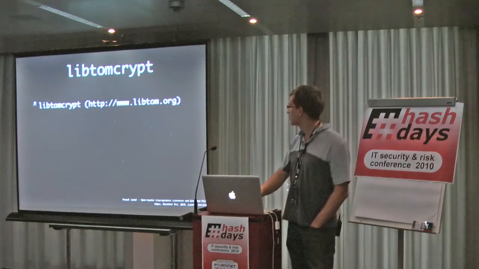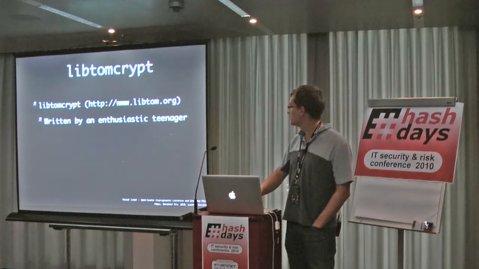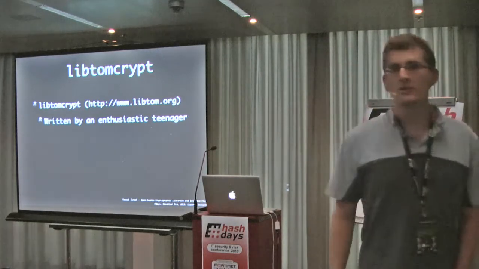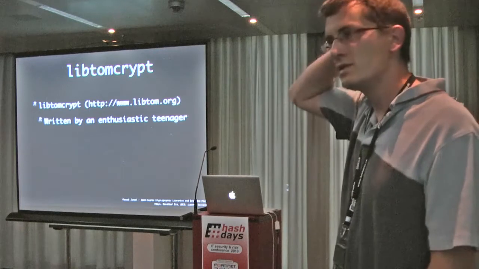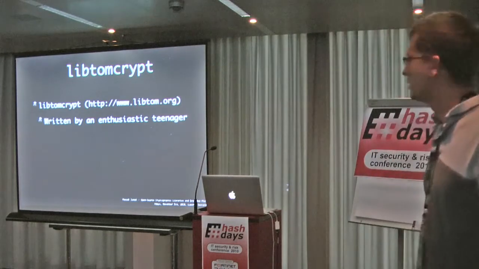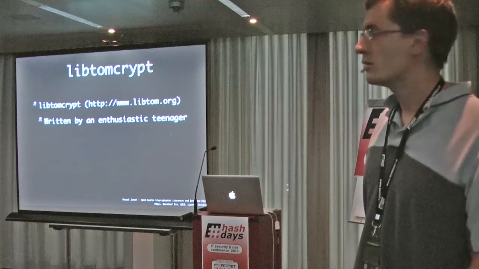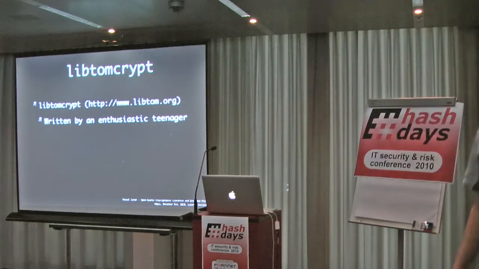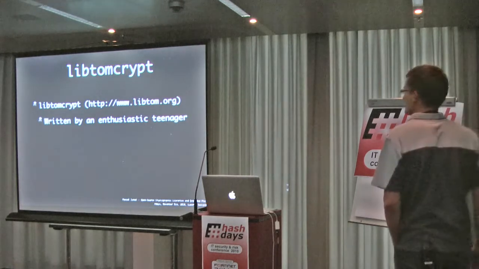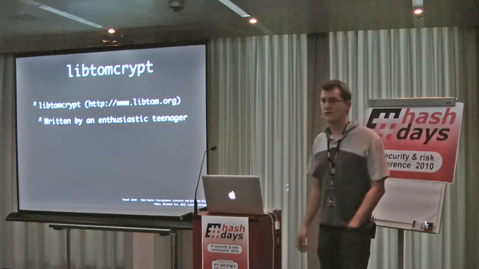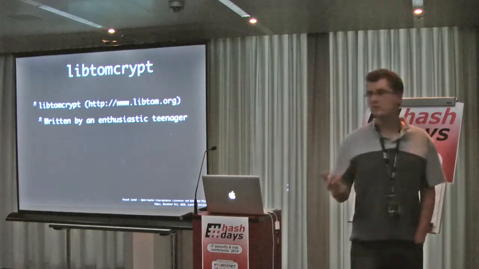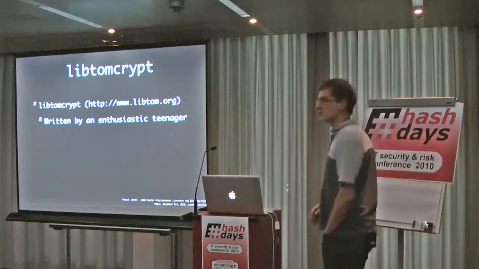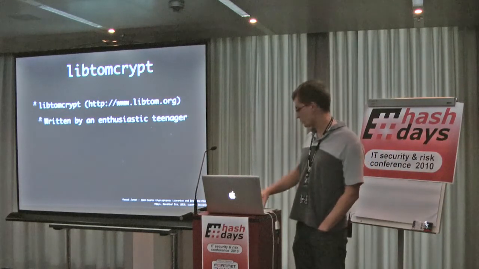Let's take another nasty case, LibTomCrypt. LibTomCrypt was written by an enthusiastic teenager. He was 17 years old at that time, crazy about cryptography. Basically, he was a good programmer, and he wrote quite optimized crypto routines in his LibTomCrypt library. Furthermore, this library is very convenient because it has a completely free license. It's not even GPL. So everybody can just take his source code and put it in every possible application.